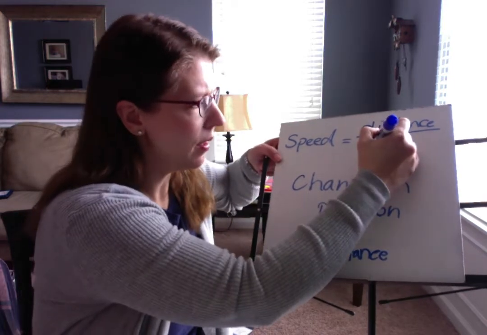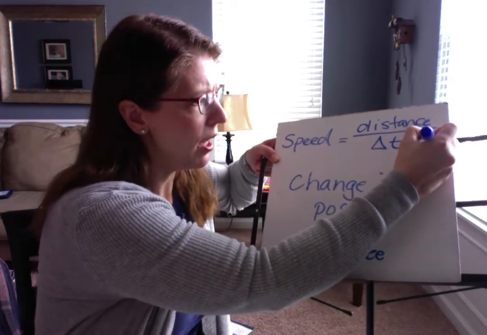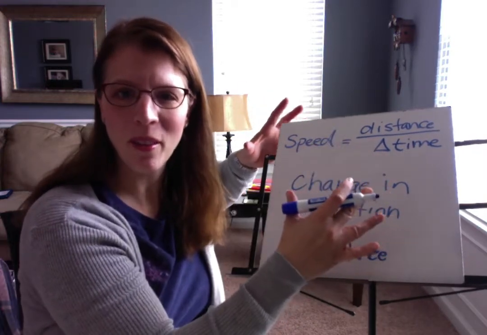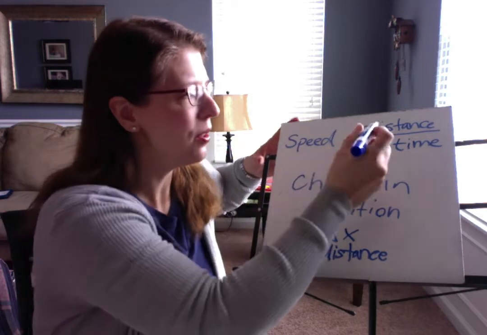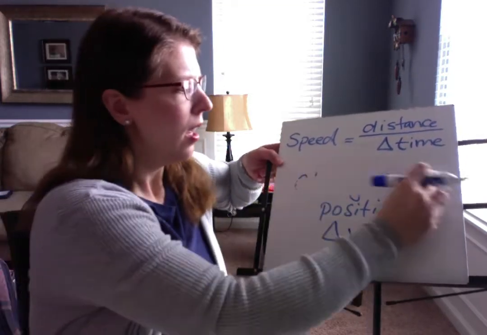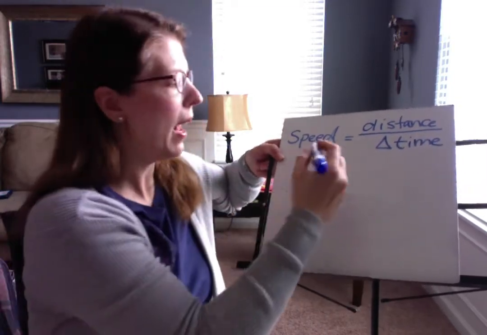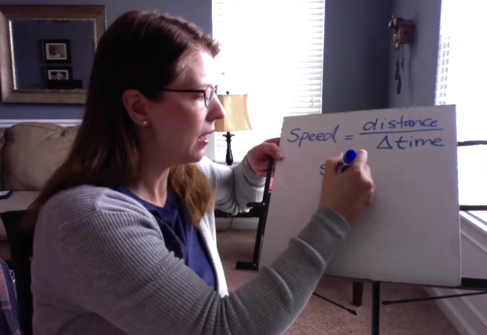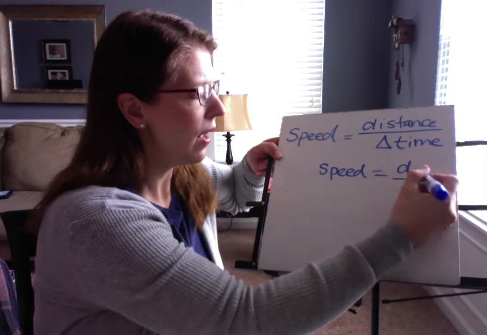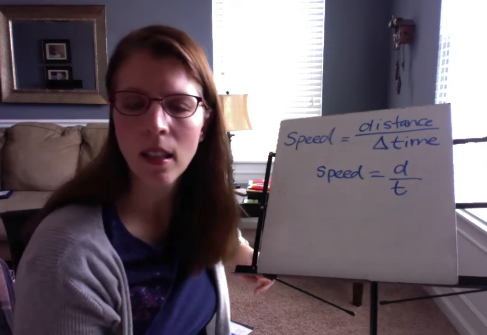And I'm going to put delta t, or I'll write out time. Your textbook seems to not want to use symbols for these ideas. It wants to use the words written out. But I think you've all had enough algebra that hopefully that won't scare you away. So we might say speed equals distance divided by time. Okay, d divided by t.